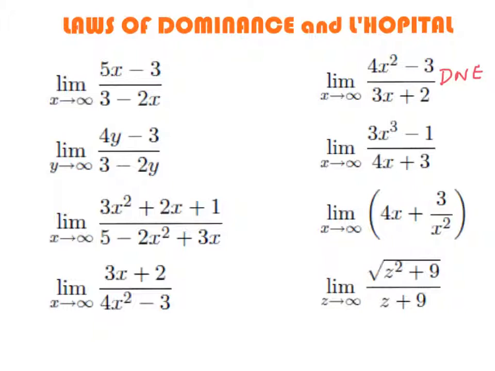If the highest power is on the bottom, in the denominator, as it is down here, where it's a 3x on top of 4x squared on the bottom, then the limit is always 0 as we go to infinity. Remember, these are only for going towards infinity. And if it's the same power, as it is here, 5x and negative 2x, we simply use the coefficients and we make a fraction.